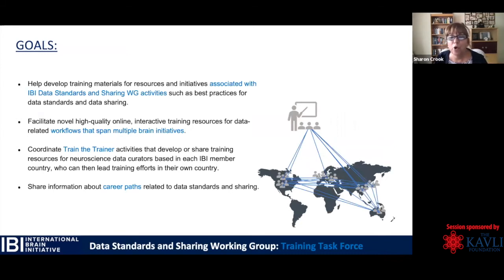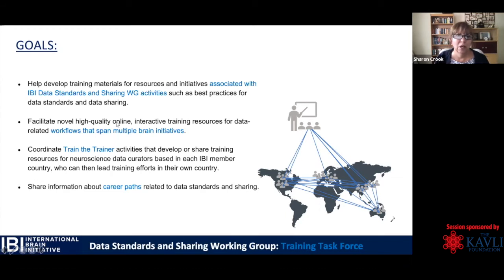So we have several goals for reaching this mission. First of all, we want to help develop training materials for the other initiatives, the other activities within our working group. You just heard about some really exciting things that are going on in the other task forces. And we want to help them create training materials to share the results of these activities.